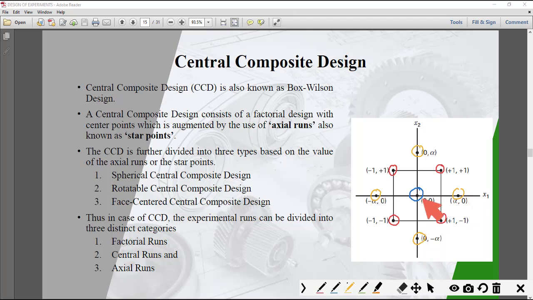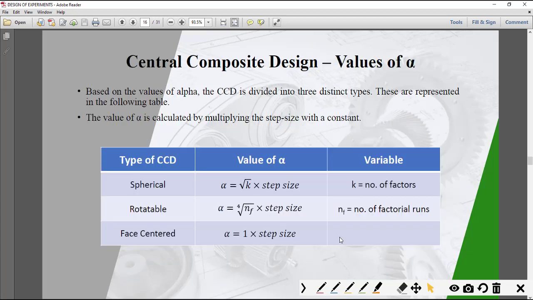There can be multiple central runs. Ideally there are 5 central runs. Okay, there are 4 factorial runs and 4 axial runs. So what is the total number of experimental runs that you have to do? 4 plus 4 plus 5 is equal to 13. Okay, with 13 experimental runs you will get the equation for your second order response surface, right?